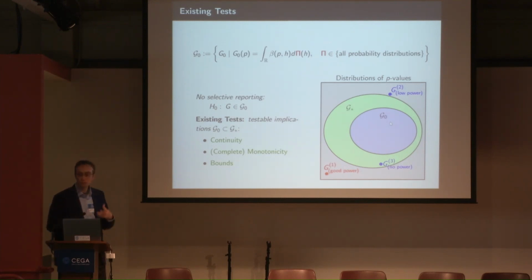In particular, many studies focus on testing continuity. Some studies focus on testing monotonicity properties of the observed p-curve or some other upper bound properties. Now, because they're based on enlarging the null hypothesis, those tests are necessarily conservative.